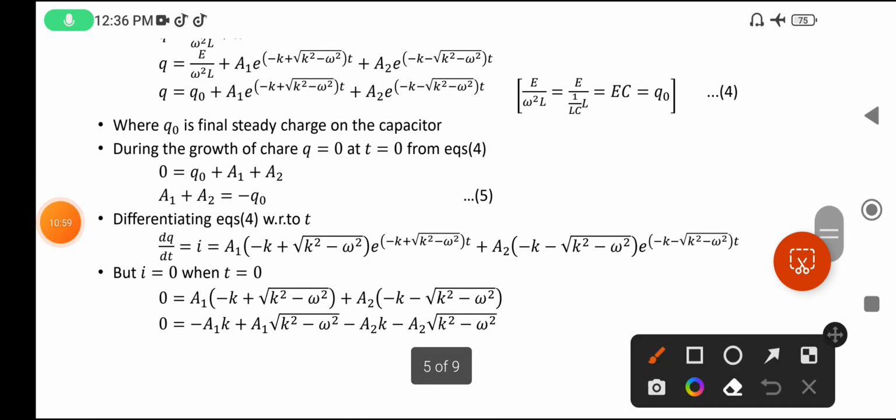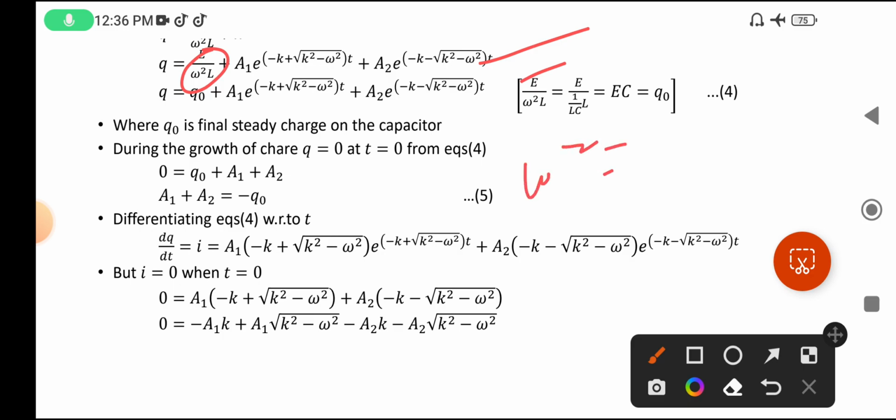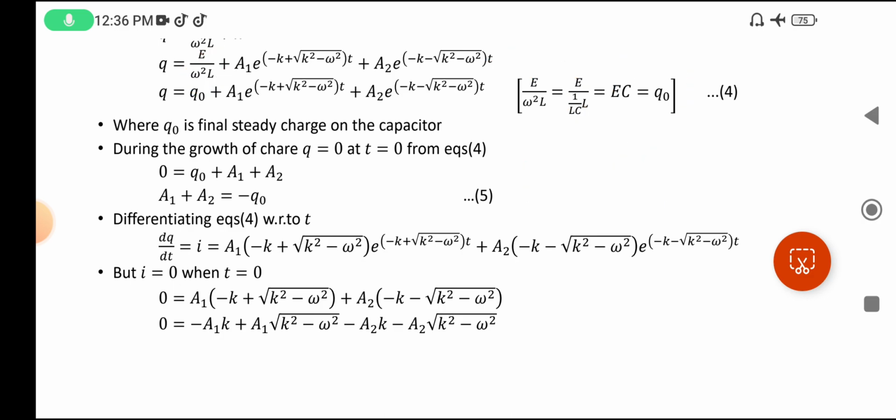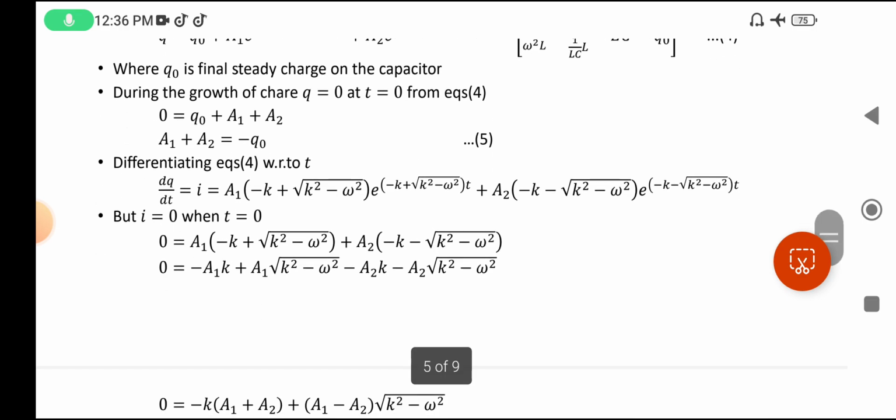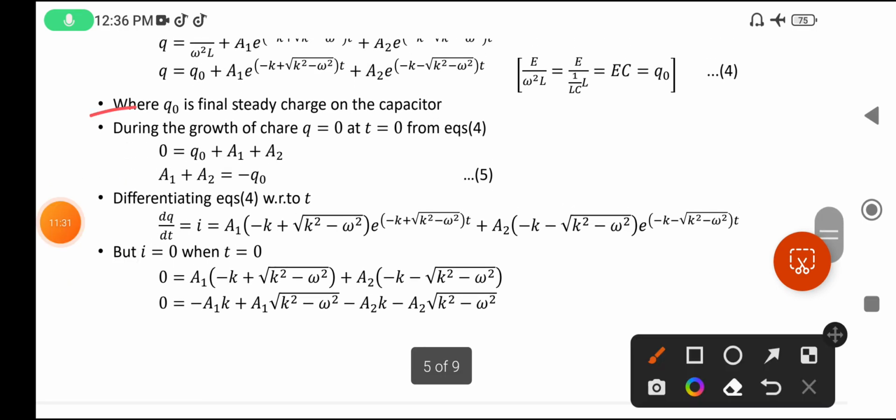Okay, now x is substituted, so take it outside and simplify it. E by omega square L, and omega square equals 1 by LC; substitute it, L cancels and C goes upside. So voltage into capacitance gives charge, but it is the battery voltage, so the battery contains the maximum charge Q naught, which is why we have written Q naught. Here Q naught is the final steady charge on the capacitor.